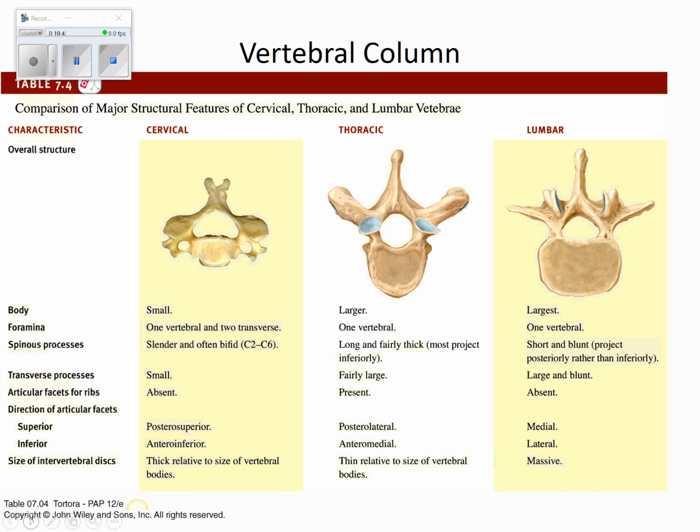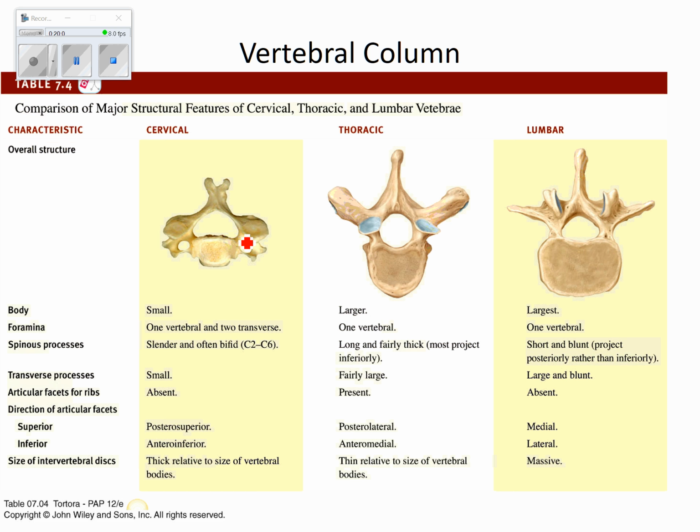This right here, you don't have to memorize this picture, but it does show you a comparison of the major structural features of the cervical, thoracic, and the lumbar vertebra, and how they change shape as they move down the vertebral column. So you can look over that.